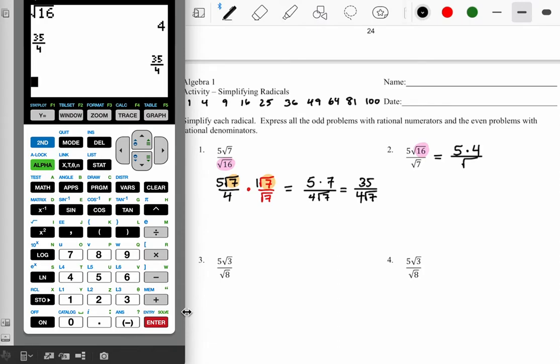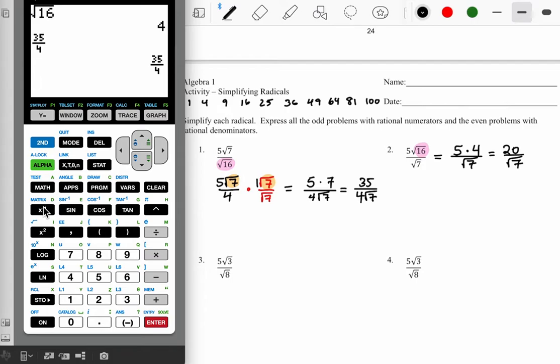We have the radical 7 on the bottom. That 5 times 4 is the same as 20. So I have 20 over the square root of 7. But the directions here say that I need to have rational denominators. So the bottom of my fraction needs to be rational. So this is a simple form. This is fine under normal circumstances. But we're being told that I need to have a rational denominator.